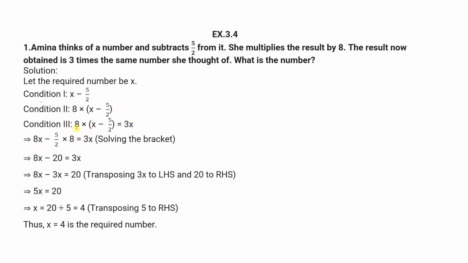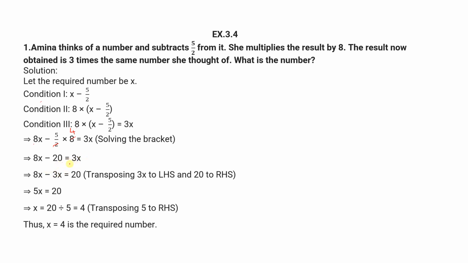Now let us simplify. This 8 into x minus 5 by 2, this is the product of a monomial and a binomial, isn't it? So you need to multiply both x and minus 5 by 2 by 8. So 8 into x is 8x minus 8 into 5 by 2, that's equal to 3x. So that is solving the bracket. It is a product of a monomial and a binomial. Now 8x minus, here it is cancelled, 2 ones are 2, 2 fours are 8, 5 fours are 20, that's equal to 3x.